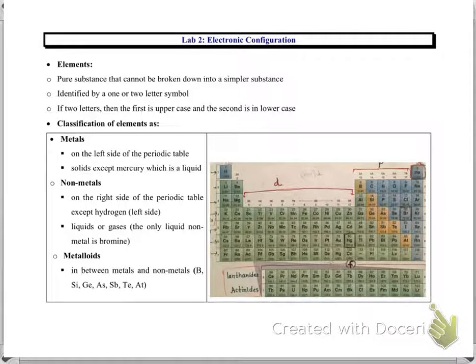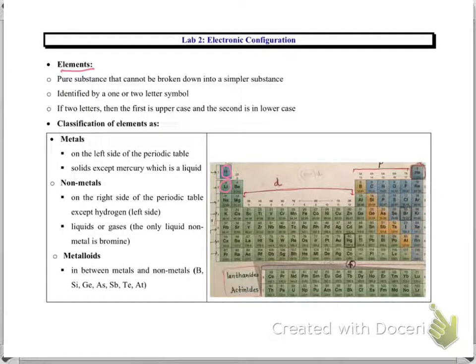As we discussed in the last chapter, elements are the pure substance that cannot be broken down into a simpler substance. This is the periodic table that lists all the elements. The symbol of an element can have one letter like you see in the case of hydrogen, or two letters like you see in the case of lithium, Li. If it is one letter, then it has to be uppercase. If it is two letters, then the first one has to be uppercase and the second one has to be lowercase.